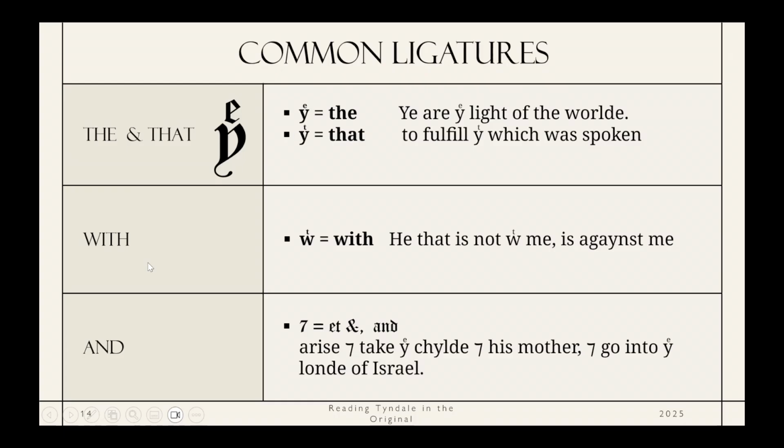They also did a similar thing with the word "with", where they would put a T over a W as a contraction for "with". And so an example from the text: he that is not with me is against me.